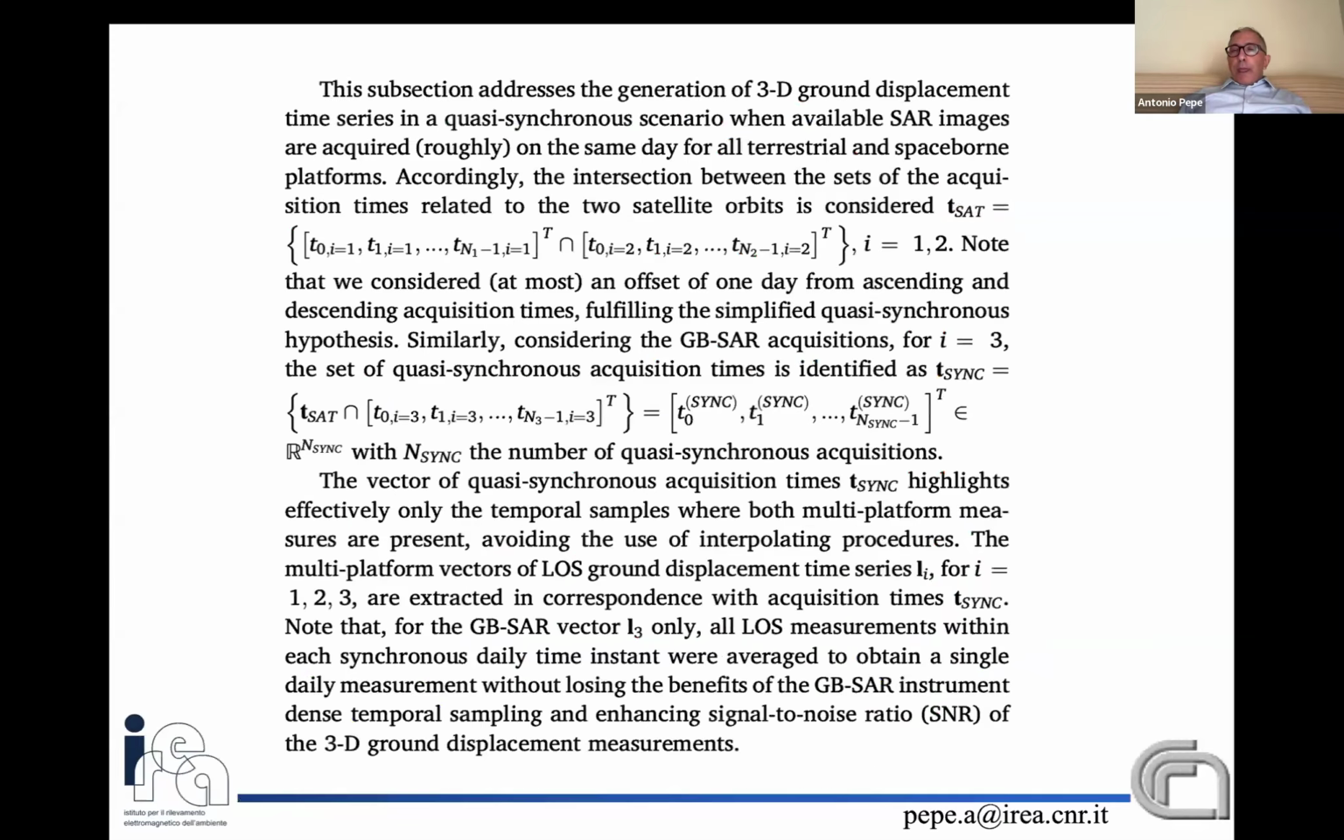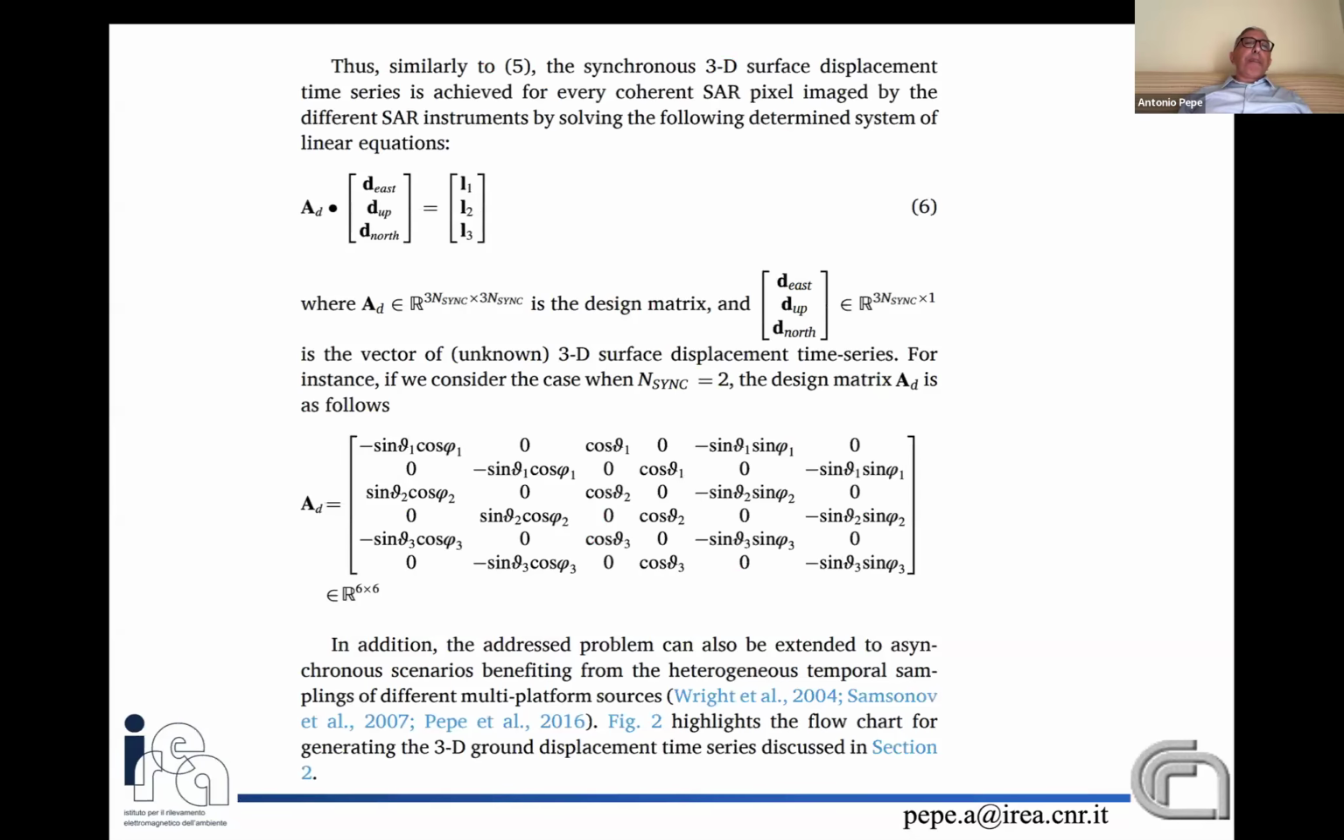And this was done, essentially. Actually, we did more than that. We also focused on the statistical characterization of the line of sight deformation, but also on the reconstructed 3D ground displacement time series. The set of equations is almost the same.